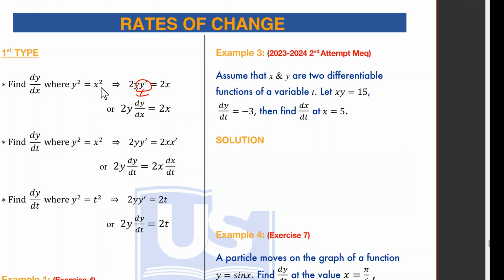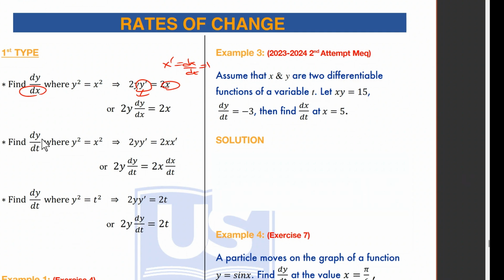And equals, we differentiate the right side with respect to x. We do not write x prime because remember, x prime means dx over dx. Since it is 1, we don't write x prime here. So when you differentiate with respect to x, the derivative of x will not have x prime because it is 1, so we do not write it.